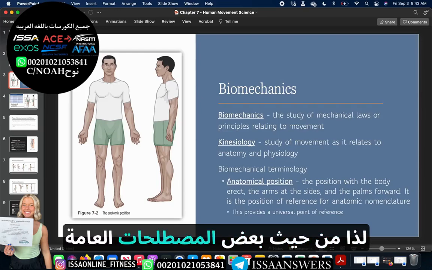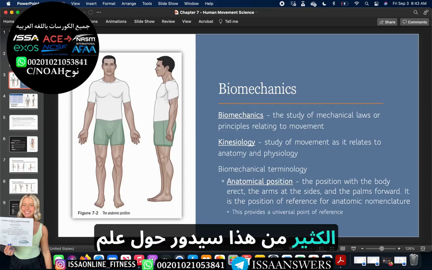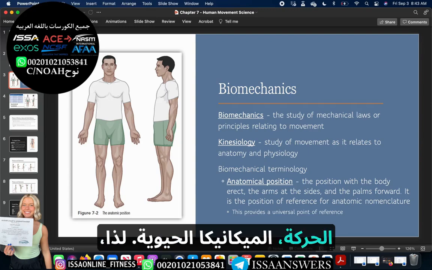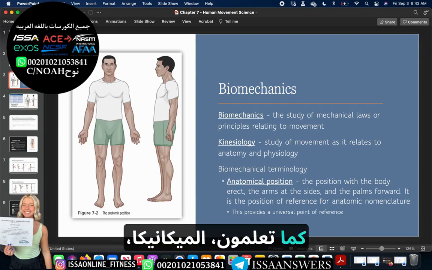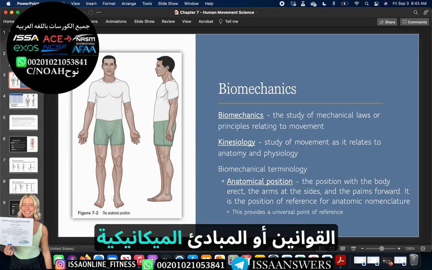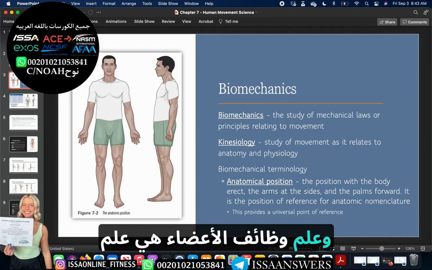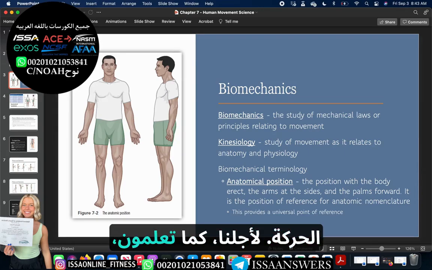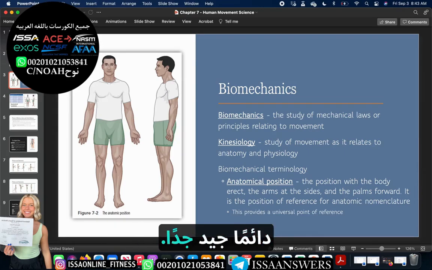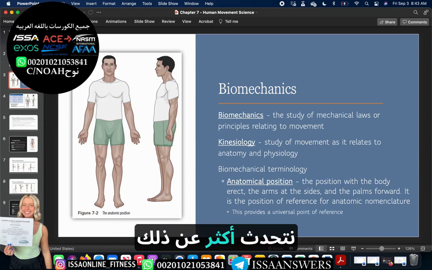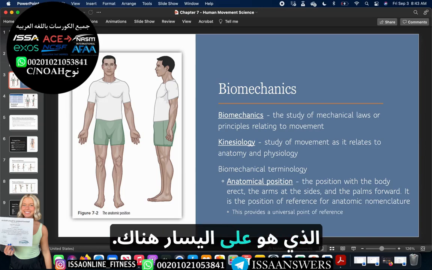In terms of some other general terminology, a lot of this will revolve around kinesiology and biomechanics. Mechanics, the mechanical laws or principles relating to movement, is biomechanics, and the study of movement related to anatomy and physiology is kinesiology. For our sake, understanding those definitions is always good, but we want to make sure we're talking more about that anatomical position, which is on the left there.